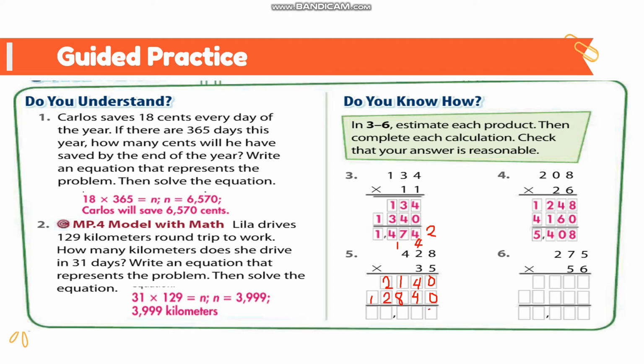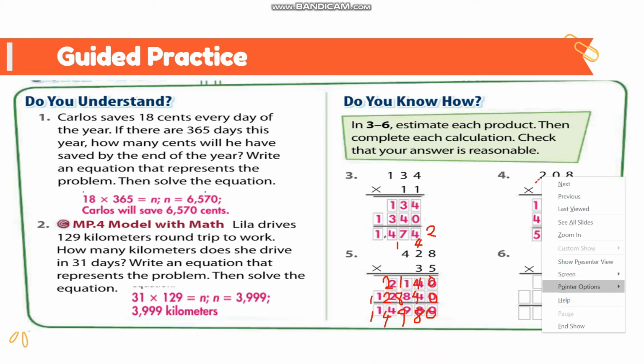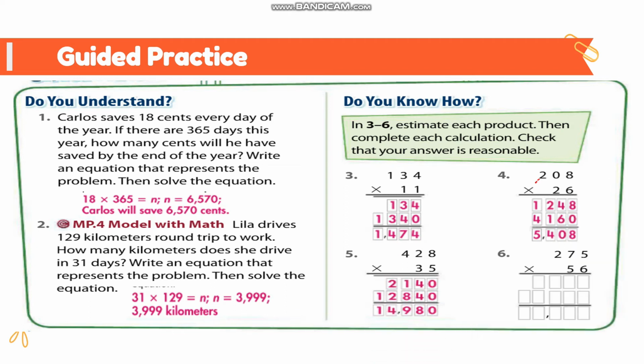Then add. 0 plus 0 is 0. 4 plus 4 is 8. 1 plus 8 is 9. 2 plus 2 is 4. Then bring down 1. So the answer is 14,980.